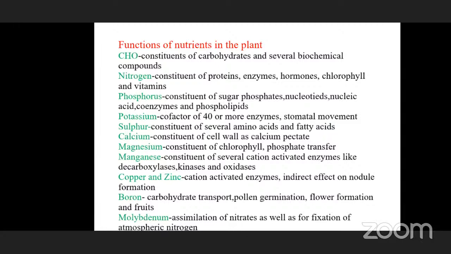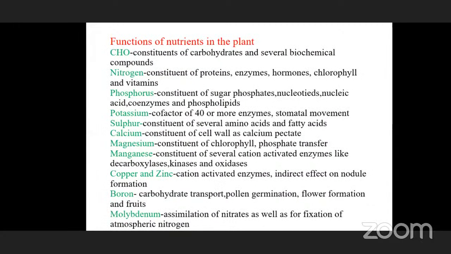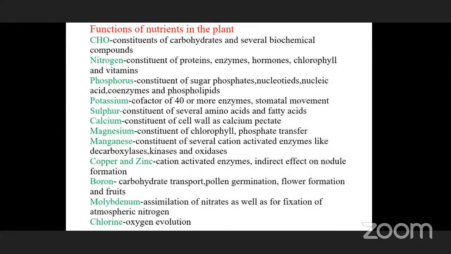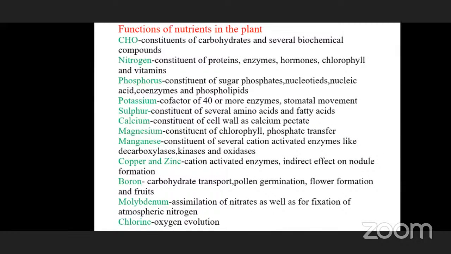Next, phosphorus: it is the constituent of sugar phosphates, nucleotides, nucleic acid, coenzymes, and phospholipids. And potassium: it's the cofactor of 40 or more enzymes, and it is involved in stomatal movement also. So potassium helps in drought resistance. Sulfur is the constituent of several amino acids and fatty acids, amino acids like methionine, cysteine, and cystine also.